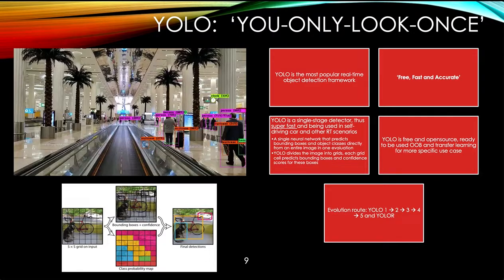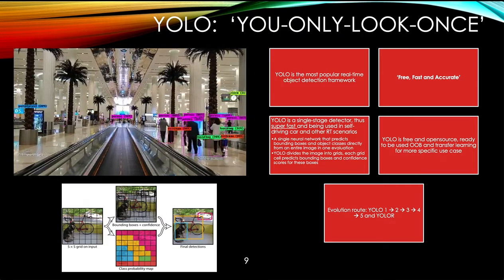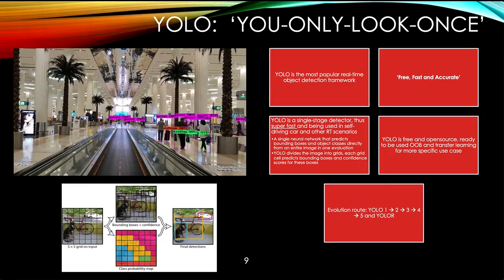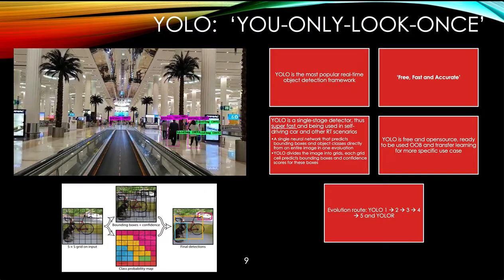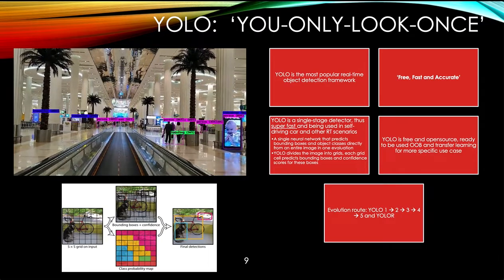YOLO, you only look once. YOLO is supposed to be the most popular real-time object detection framework. It's free, it's fast, and it's accurate. Because it is a single-stage detector, it can predict the bounding boxes and the object classes directly from the entire image in one go. It is also open source, ready to be used out of the box, and can also be fine-tuned for more specific use cases. YOLO has been evolving from the first version to YOLO v2, v3, v4, v5, and YOLOR.